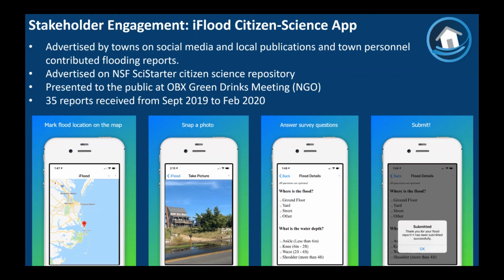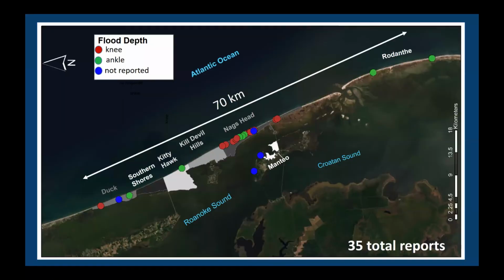We also advertised the app on the Citizen Science repository hosted by NSF and presented the app to the public at a local NGO chapter meeting. Between September 2019 and February 2020, we've received 35 reports from the app, and those reports are shown on the map here.